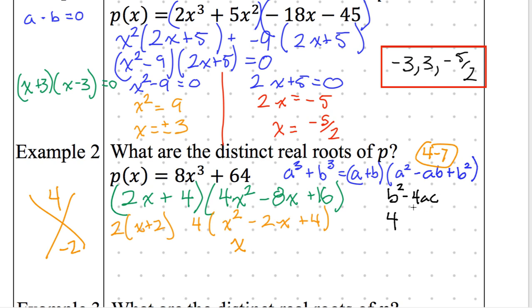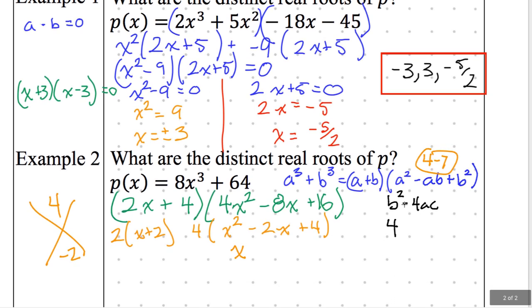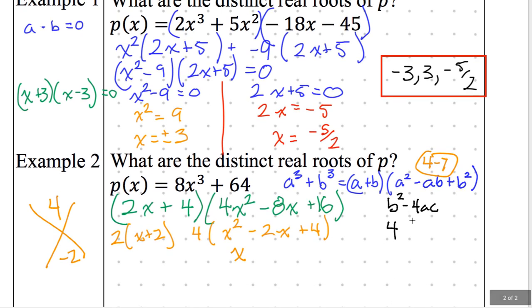So right now we're checking if it's irreducible by using this term, to see if it's bigger or less than 0. So I copied it down and I'm checking to see if this thing is bigger or less than 0. I'm going to say minus 4, what's a? There's no coefficient, so it's 1. And what's c? 4. So that's 4 minus 16, which is negative 12.